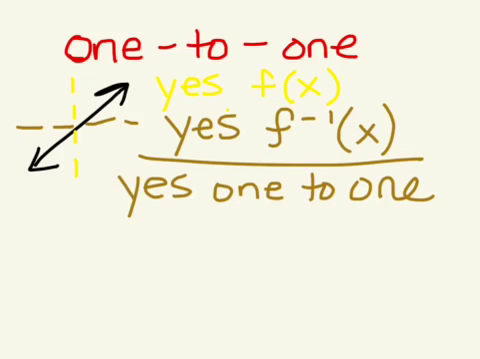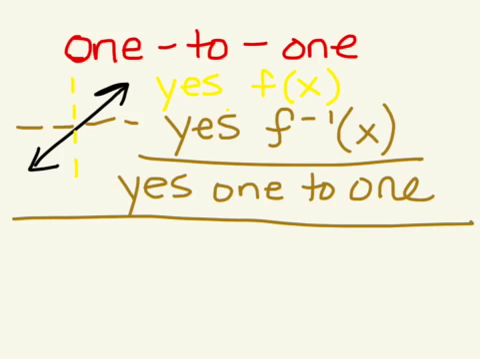The graph has to be a function. Its inverse also has to be a function. So that's what makes it one-to-one, meaning there's a one-to-one correlation. If I know what the x is, I know exactly what the y is. If I know exactly what the y is, I can find what the x is.